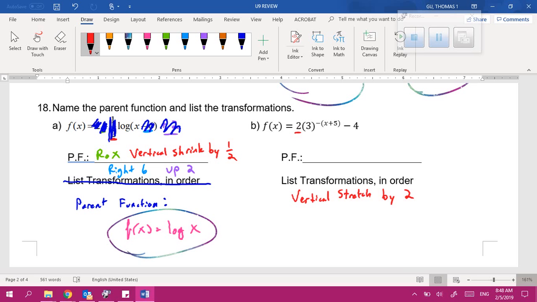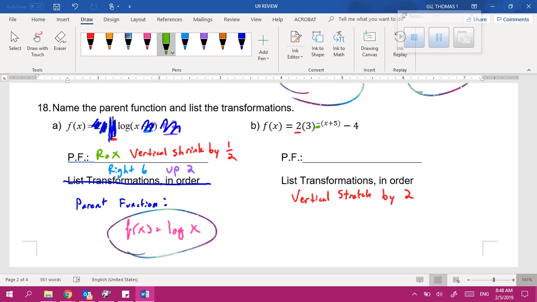The vertical stretch and, okay, so stretches and reflections, they can be either order, but they must come before the shifting. Okay? Is this reflect over the x? It's the y. It is the y. That is correct.